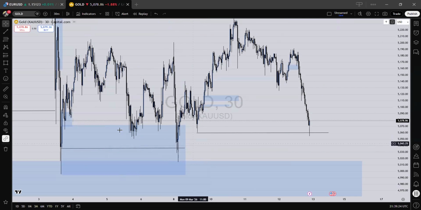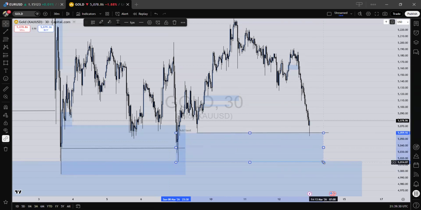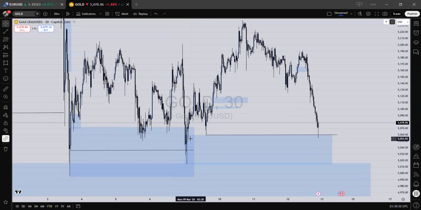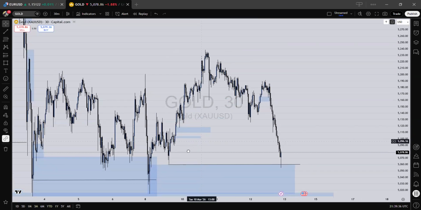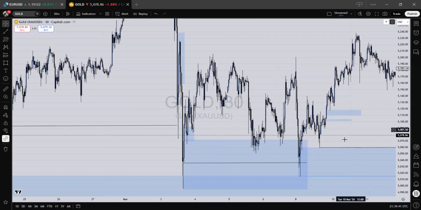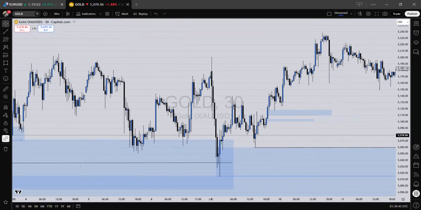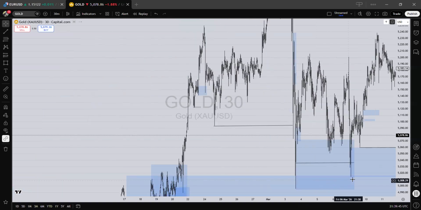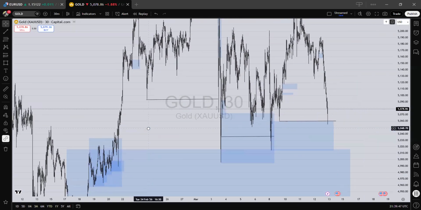Why did this reaction happen after price took out this low? Because this POI is barely even mitigated. So as long as price did not take up to 50% of your POI, it can still react again. And you can say the same for a fair value gap also.